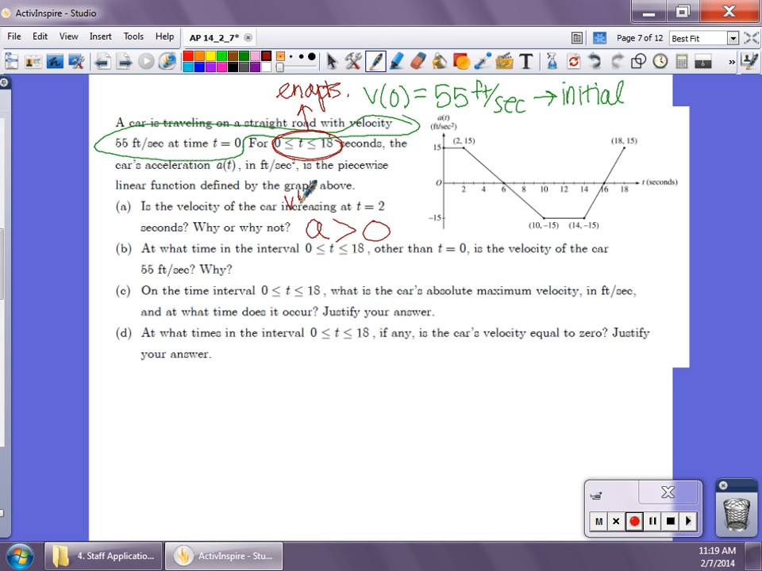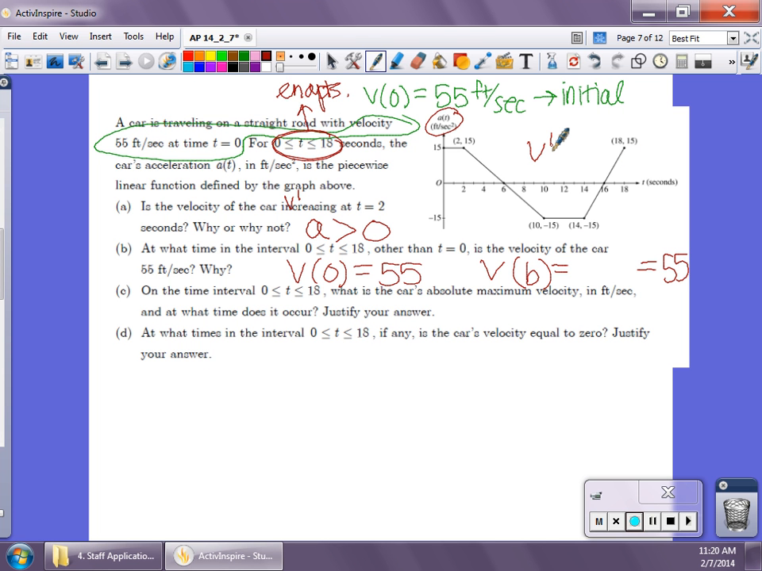On the time interval from 0 to 18, other than time equal to 0, is the velocity... So at time equal to 0, we're at 55. And then they want to know when velocity would be 55 again. So let's call it velocity of something B, and you want this to be 55 one more time. Right? Okay. So I'm going to do it with a formula, and then I'm also going to say it in words. If I want to find an ending velocity, and they gave me this here, which is acceleration. Acceleration is V prime, right?